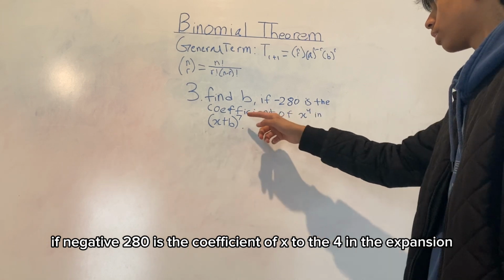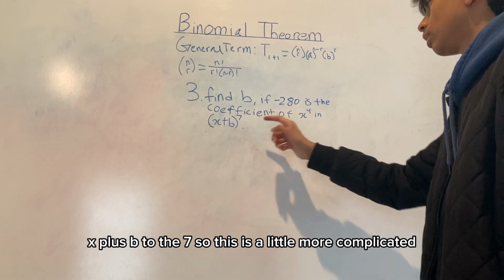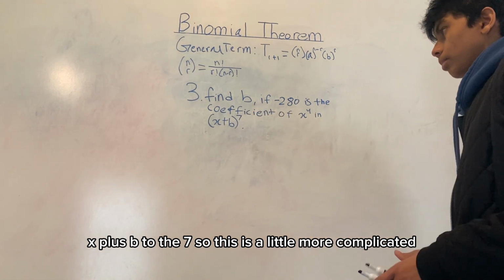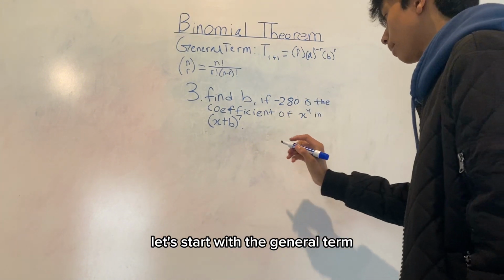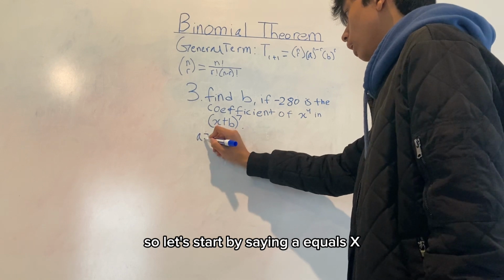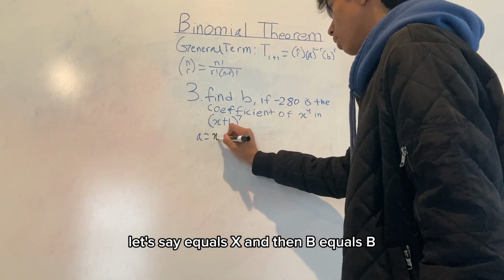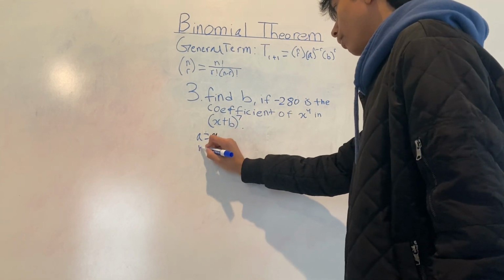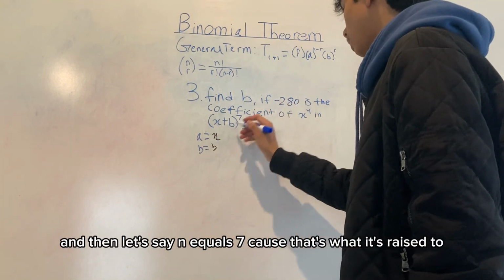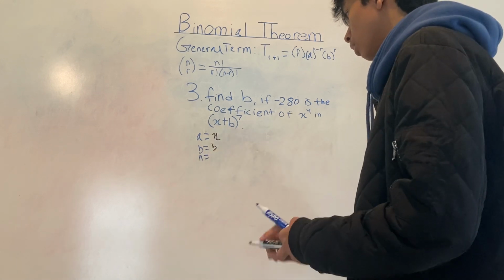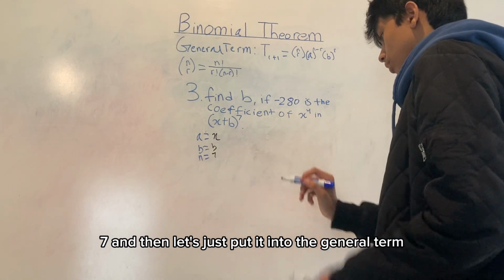Okay, so the last example we have here is find b, this right here, if negative 280 is the coefficient of x to the 4 in the expansion of x plus b to the 7. So this is a little more complicated and we have to do a little more stuff. So again, let's start with the general term. Let's say a equals x, and then b equals b, and then let's say n equals 7, because that's what it's raised to.